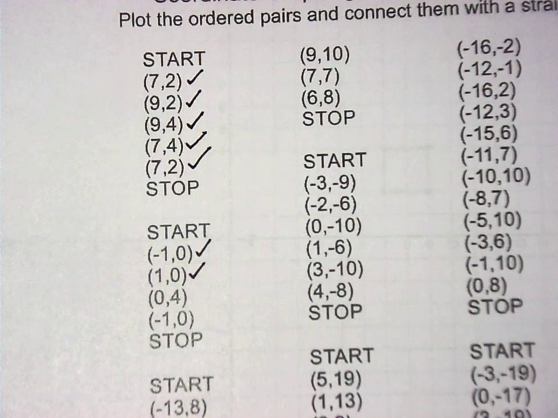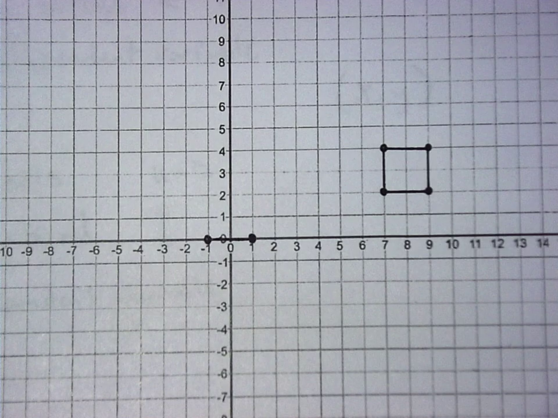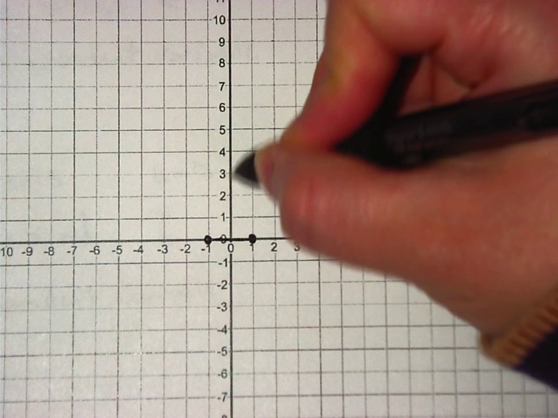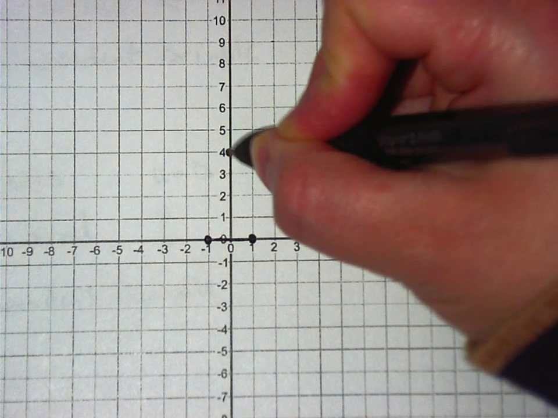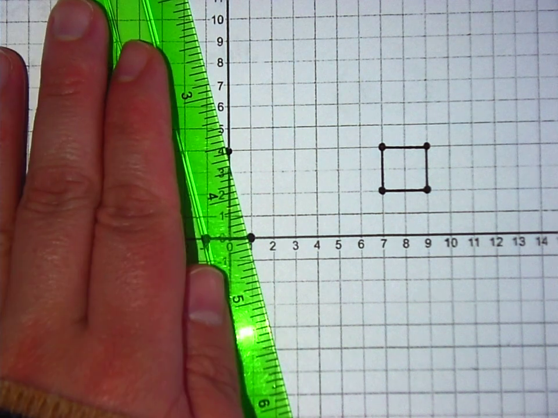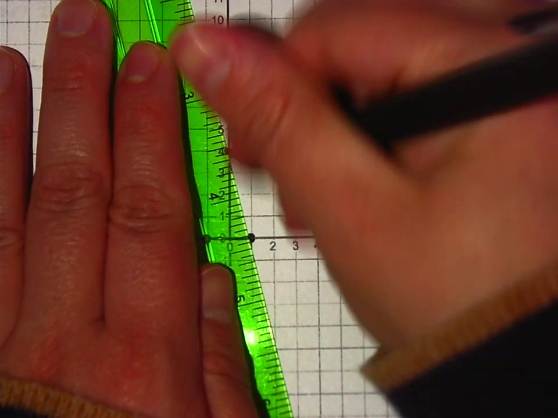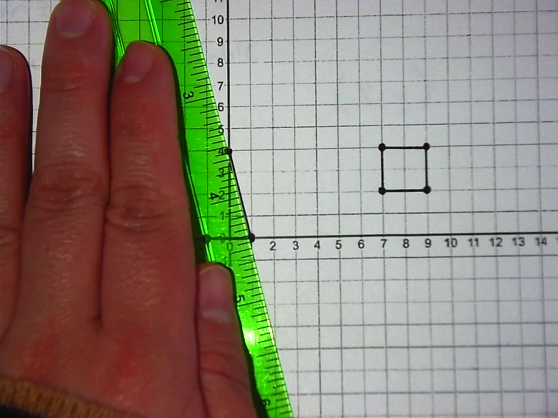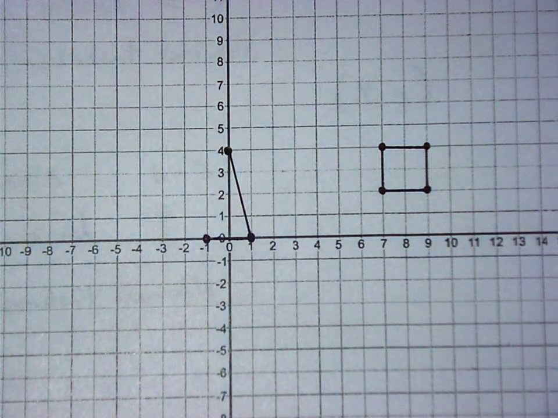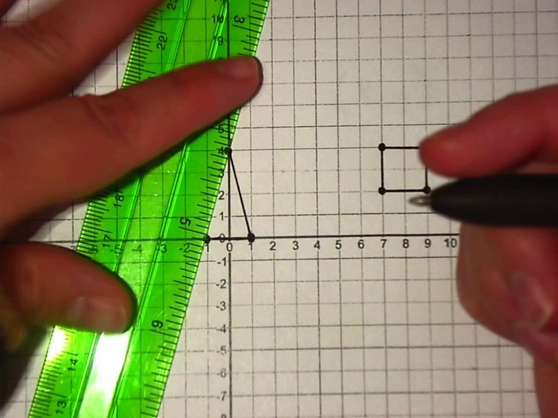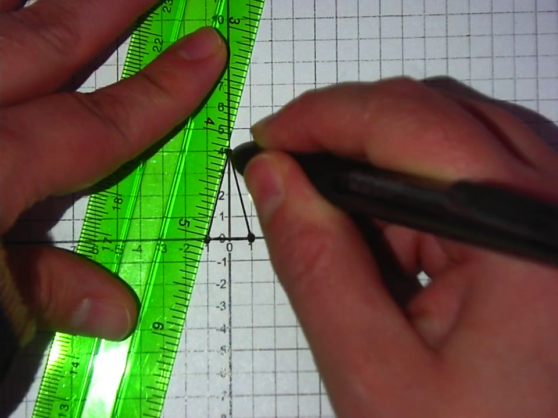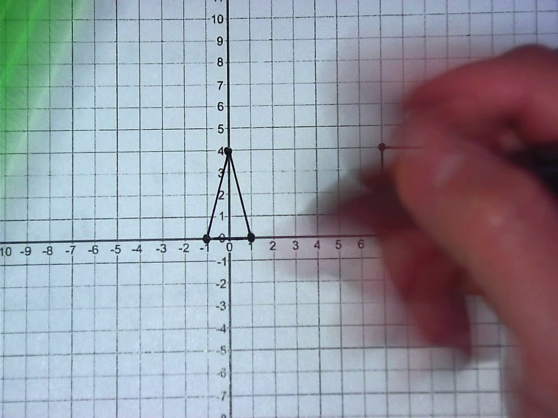These 0 ones get confusing. Where is 0, 4? On the y-axis, yep, up here. And then it looks like it goes back to -1, 0. Again, these two are making shapes, but not all of them will. So don't feel like they all have to connect back to where they started.